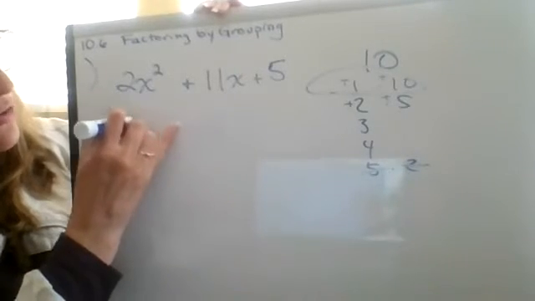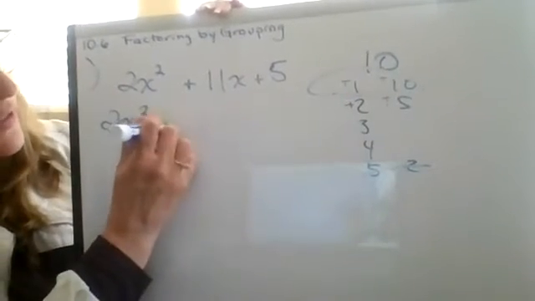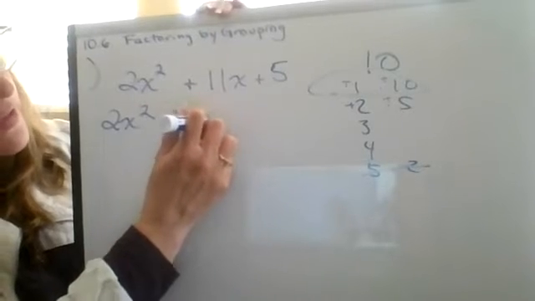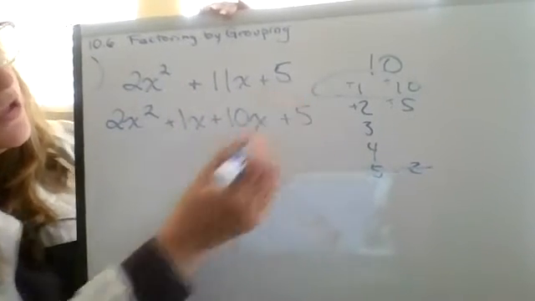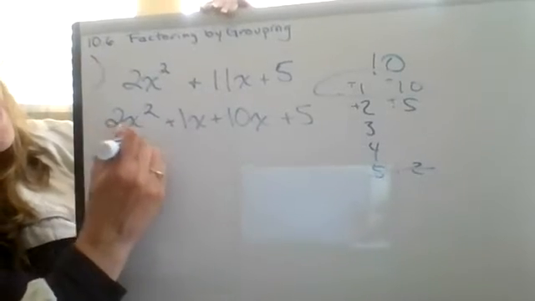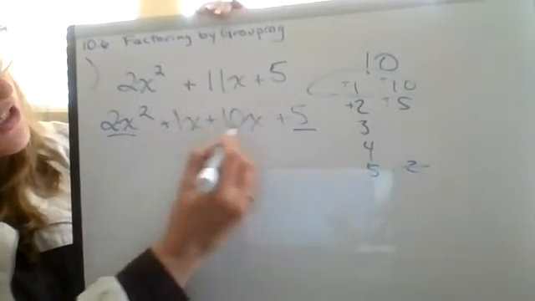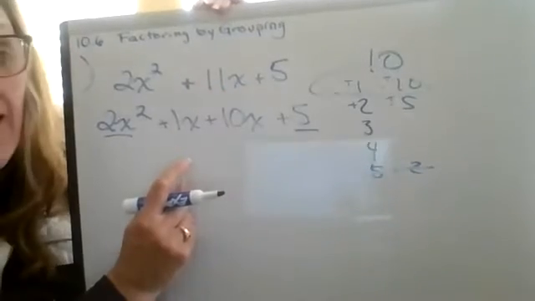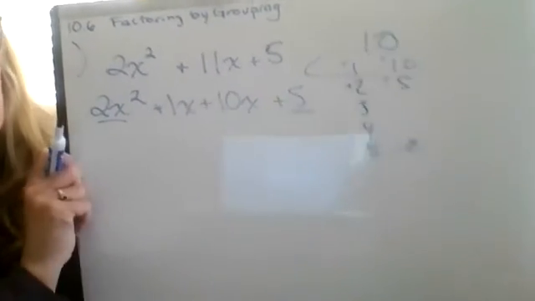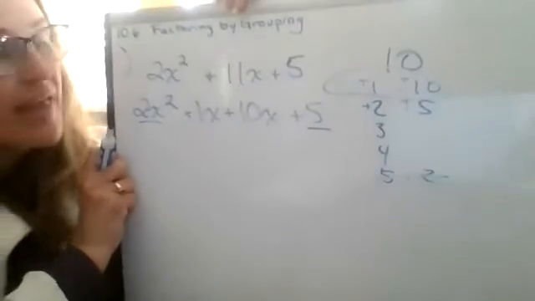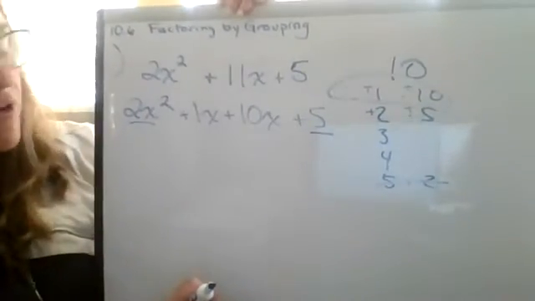So I'm going to write this as 2x squared. And then I'm going to have, I'll just do it the order that I've written it in, 1x plus 10x. And then I'll rewrite the 5. So what stays the same? This is the same, and this is the same. You just bring those down, and all I'm doing is changing 11x, and I'm saying, hey, isn't 11x 1x plus 10x? Okay, so that's where I'm getting that from. And 1x plus 10x is 11x, so I haven't changed the problem at all.